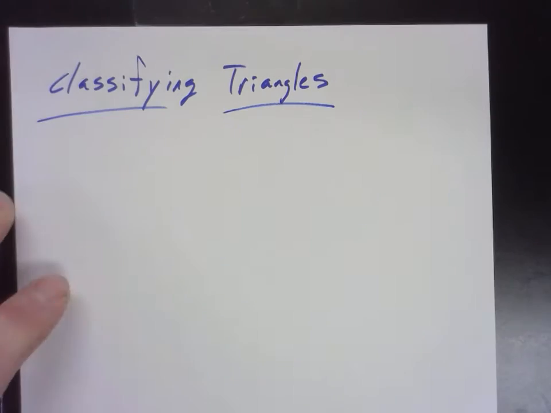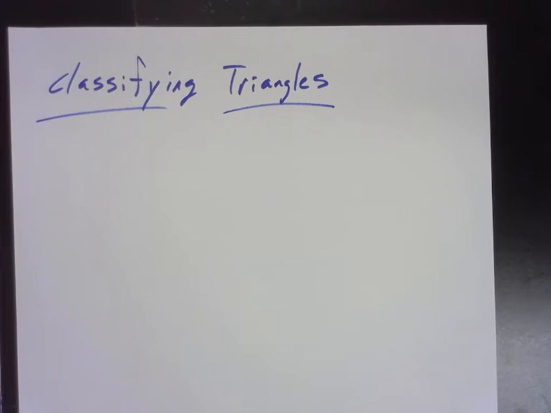So when you look at a triangle and you classify it, you might only say, well, it's an isosceles triangle, or it's equilateral, or it's a right triangle. But really, if we're going to classify a triangle, we always have to say what type of triangle it is based on its angles, and also what type of triangle it is based on its sides. So you always have to be able to classify a triangle two ways.